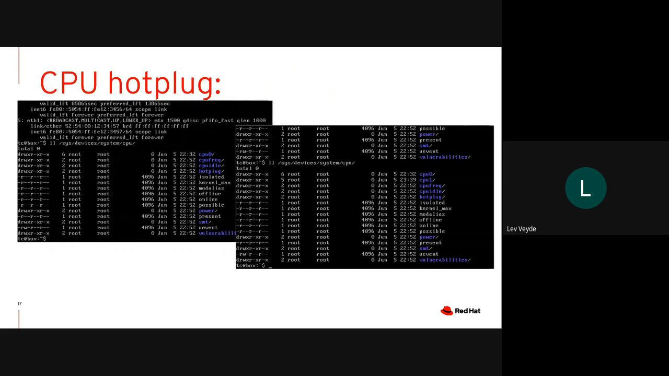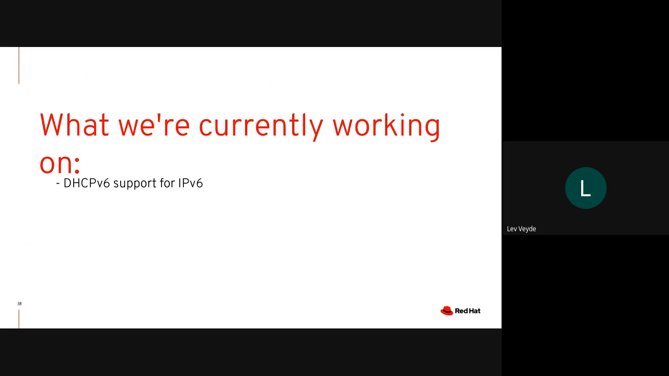And this is the case of CPU hot plug. So as you can see, initially we see only one CPU, and then I add another CPU, and we can see that we have two CPUs.